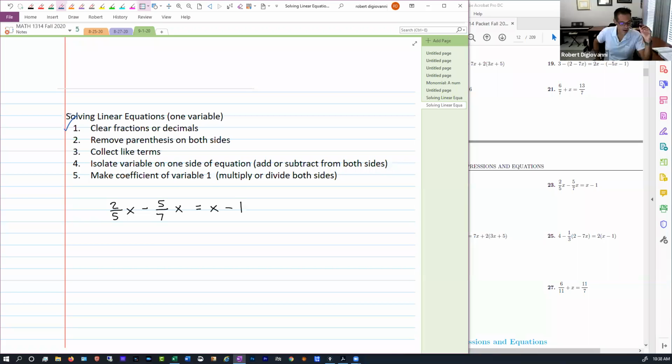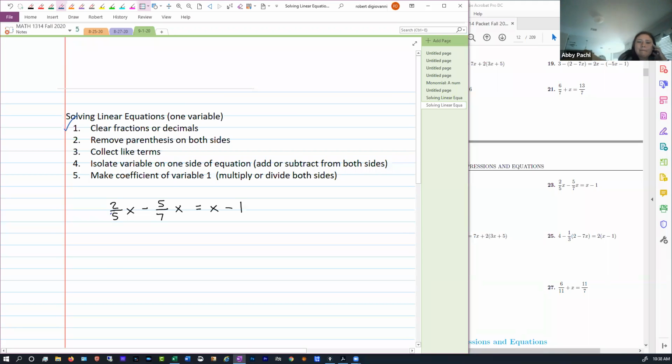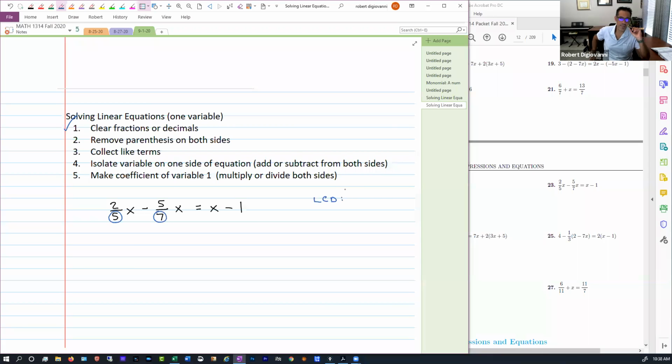Okay. When you see the fractions, since this is our first time doing it, what we're going to want to do is look at the denominators of all the fractions on both sides of the equation, and from that, find an LCD. So can you tell me what the least common denominator would be? So out of 5 and 7. Did you say 35? Yes.